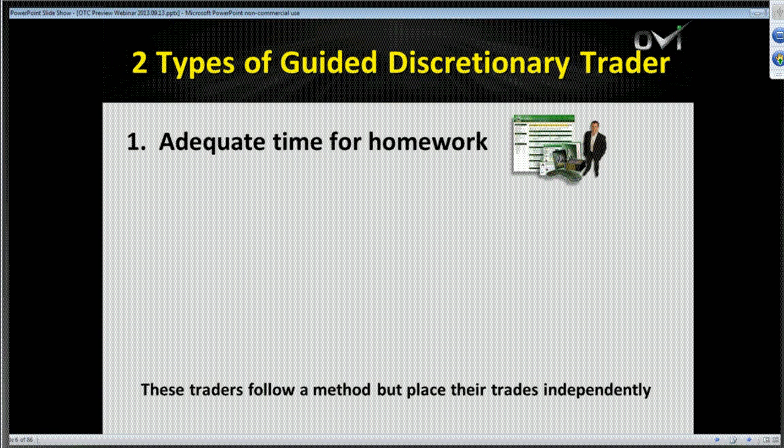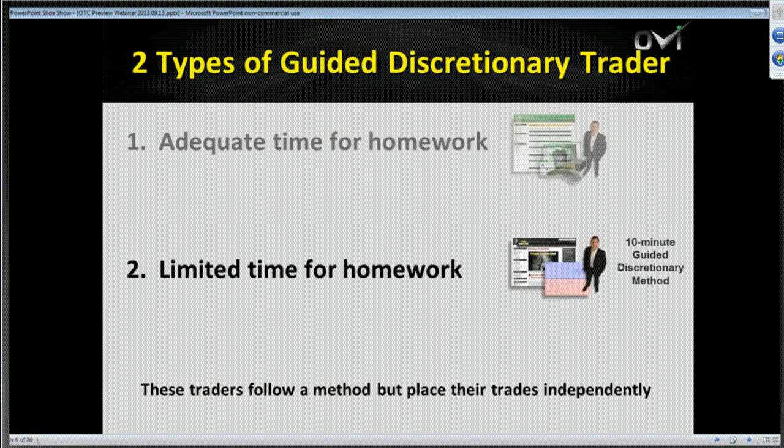There are 2 types of guided discretionary trader, and I make the point of guided discretionary. Guided discretionary traders, probably like you, and often like me, follow a particular method, but we place our trades independently. So we follow a particular skill, a particular method, but we place our trades independently.